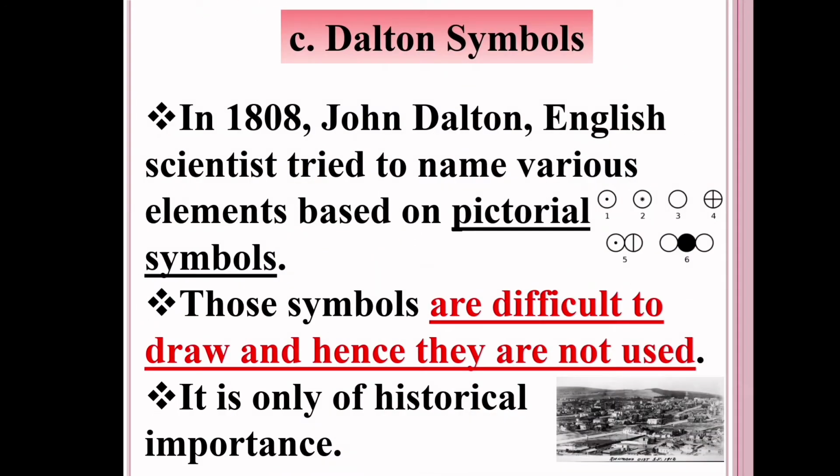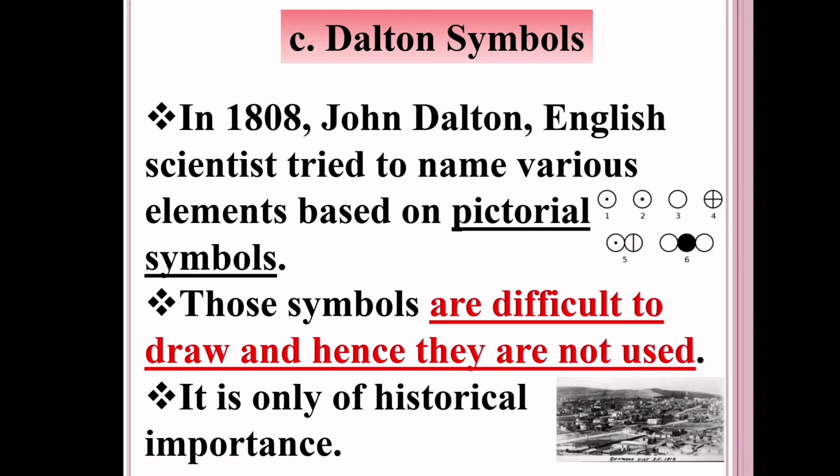Dalton symbols. In 1808, John Dalton, an English scientist, tried to name various elements based on pictorial symbols. Those symbols are difficult to draw and hence they are not used. It is only of historical importance.